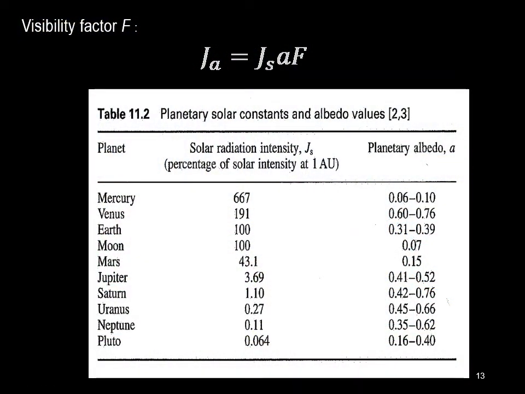This is the visibility factor, or F, and the albedo value for the planets in the solar system.